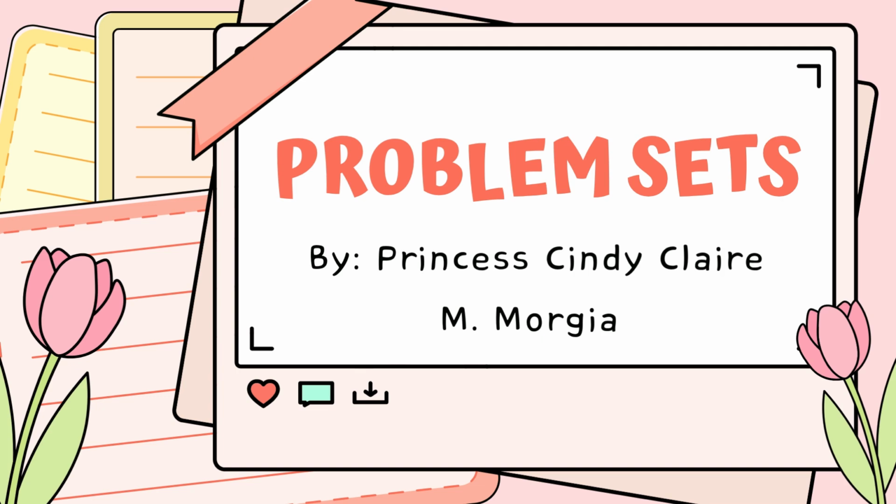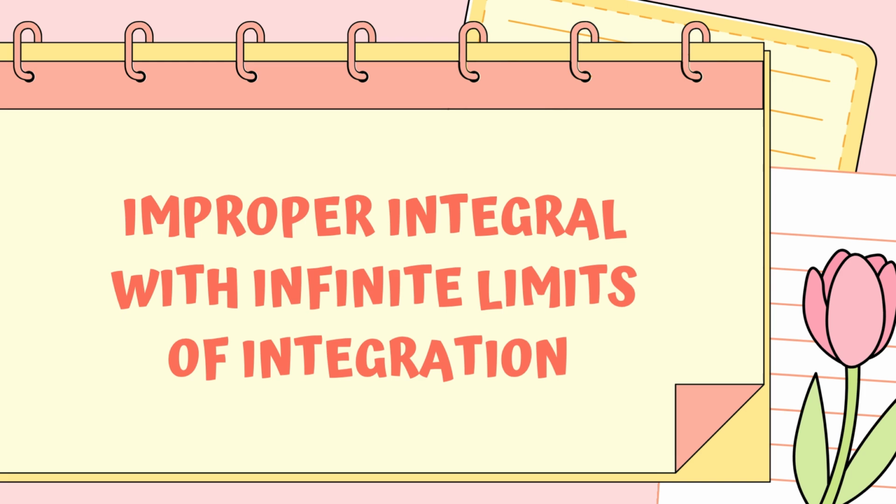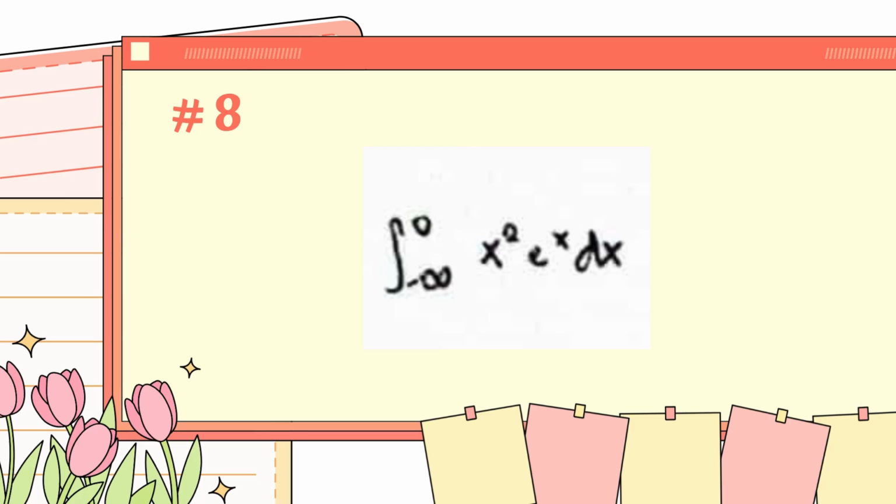I will show you the answers of my problem sets in Calculus 2. So now we are here in the improper integrals with infinite limits of integration. We have here item number 8, the integral of x squared e to the x dx from negative infinity to 0.